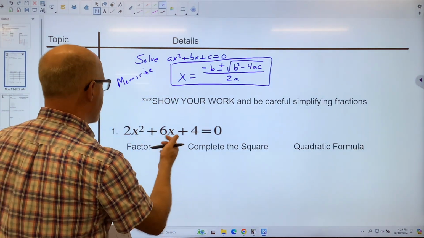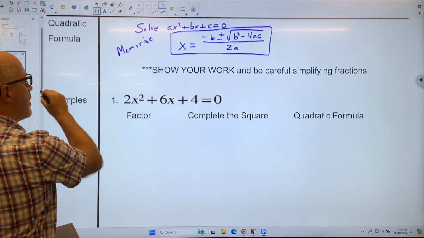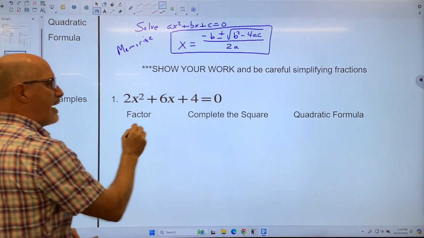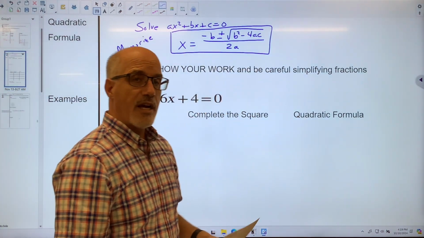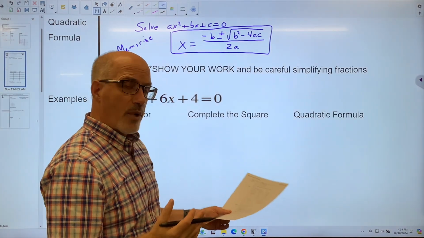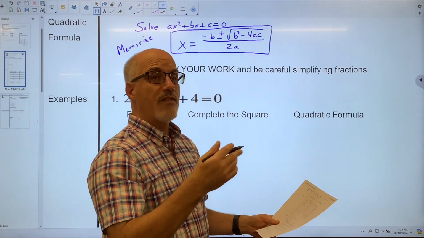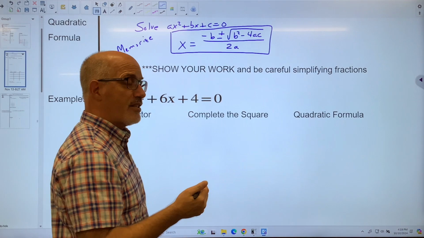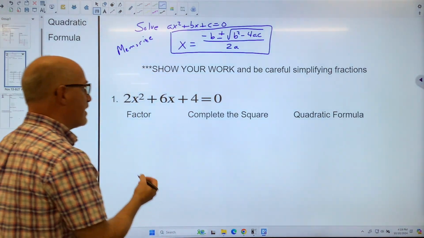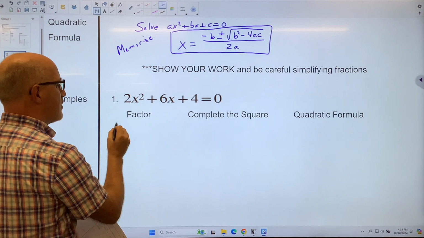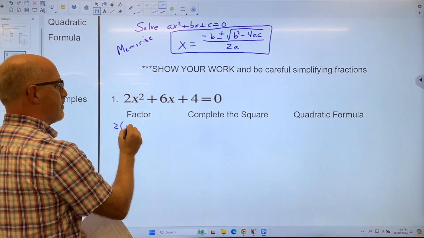All right, so here's an example. We're going to do this example by factoring, completing the square, and the quadratic formula. You can do each of these this way. One of the points that we'll get to through this is if you can factor, oftentimes that's the easiest way. If you can't factor, then you'll need to pick one of the other two. So on this one, to factor, I'm going to take out a 2.